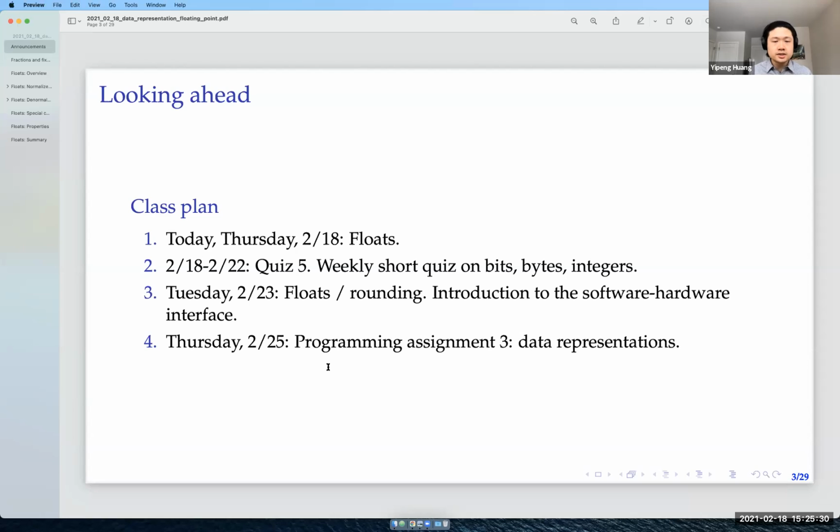And next Thursday, we'll be releasing the 3rd programming assignment. This is a relatively shorter and quicker programming assignment, which is going to be about data representations. So bits, bytes, floating point numbers. All right, let me just pause here and take any questions about the overall course plan.